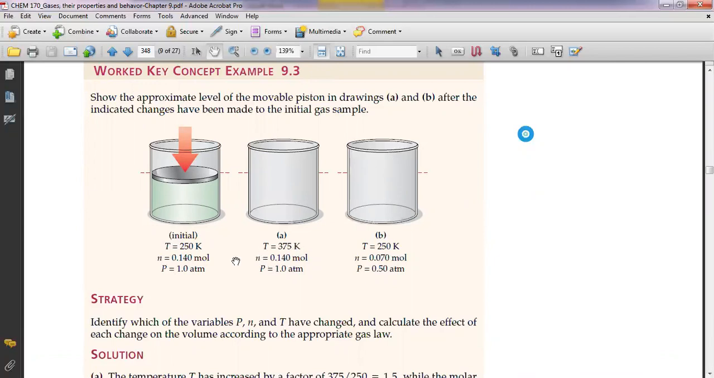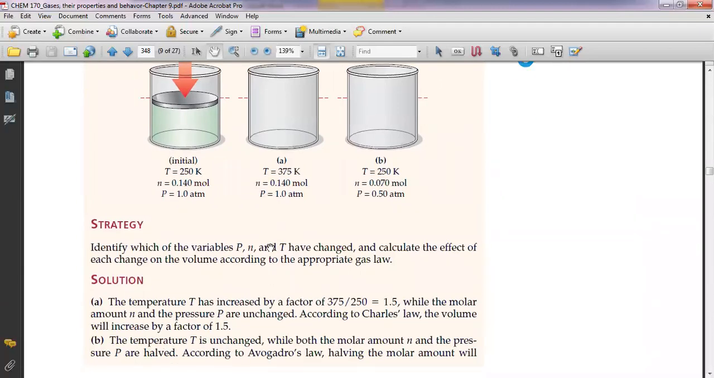So conditions are given here. That means the temperature is going to increase, but the number of moles and the pressure stay the same in case of A. So which law is going to be applied over here? The temperature is going to be increased, so this is Charles law. According to Charles law, volume is directly proportional to the temperature. That means if the temperature is increased, the volume is also going to be increased.